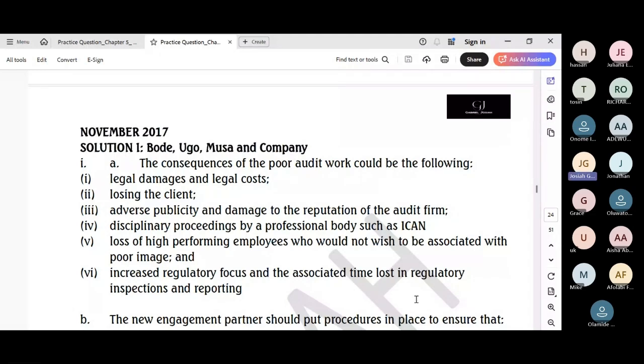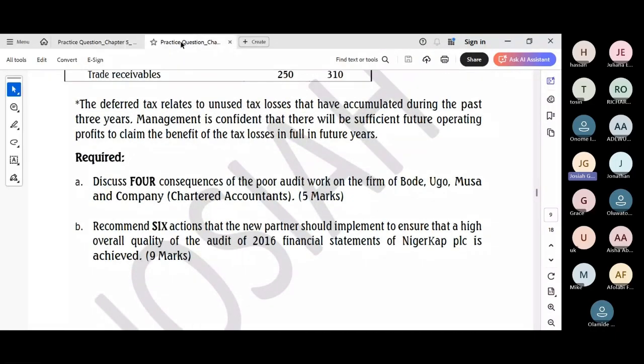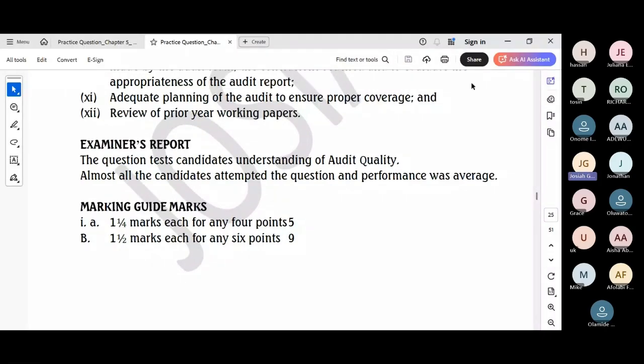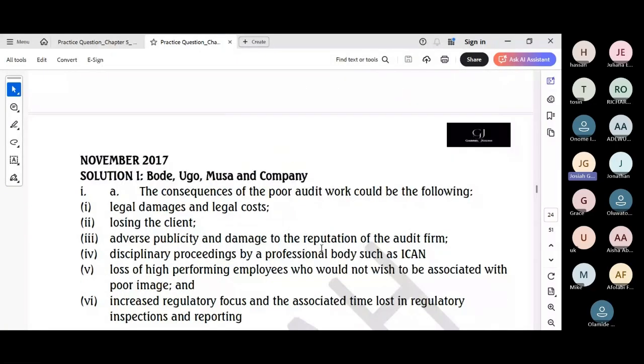Okay, so let's see hopefully if there's the examiner's report. Is there the examiner's report? Let me see. Okay, yeah, so the examiner's report indicates that most candidates attempted the question and performance was average, which suggests that while the topic is familiar, candidates struggled to provide the depth and specific detail required for higher marks. The question is a direct application of audit quality management, or I think audit planning also. Okay, so let's share some thoughts on the question.